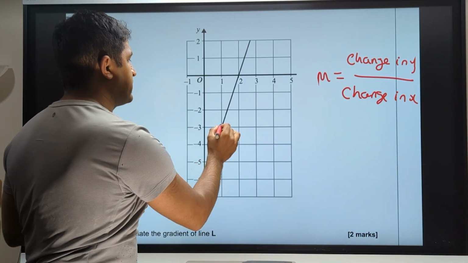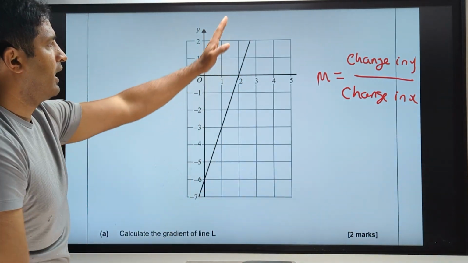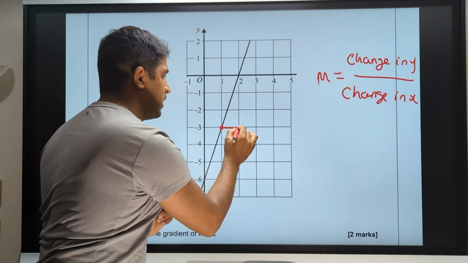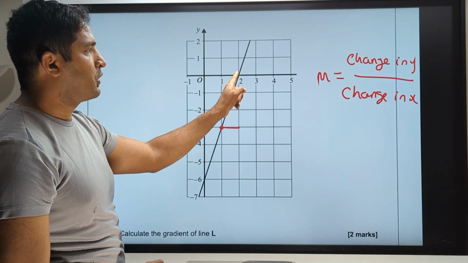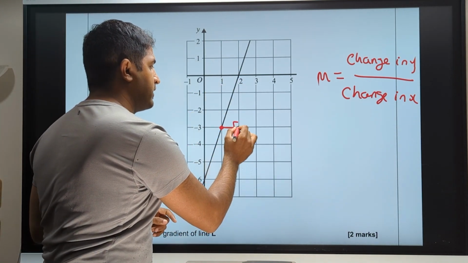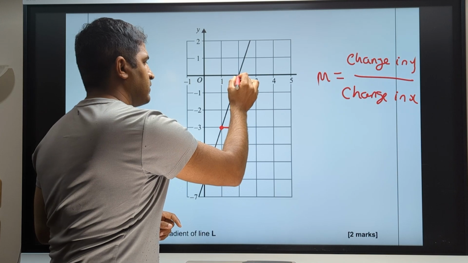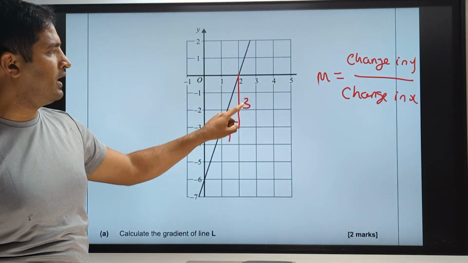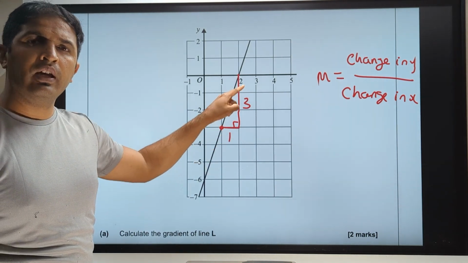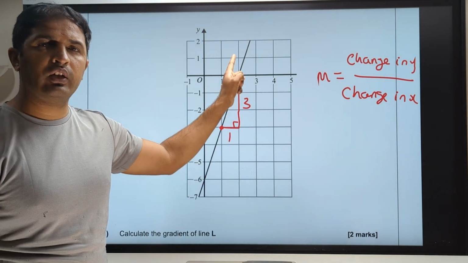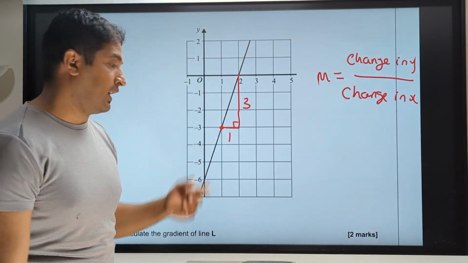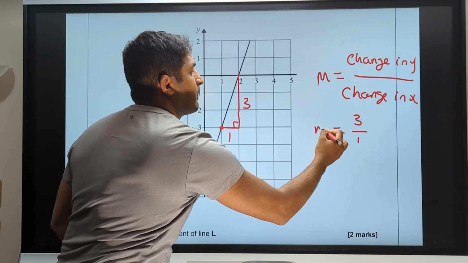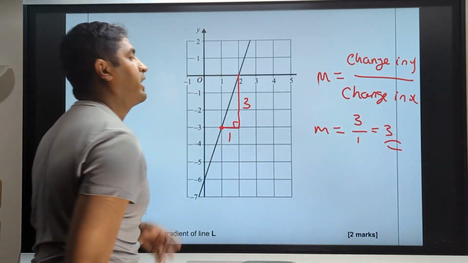Why? Because if I take one step across, so you take any point on this line, let's say this one, then when I move 1 across, how far up do I need to go to get back to the line? And it has to be a 90-degree triangle. So I'm doing 1, 2, and 3 steps up when I move 1 across. So change in y is 3, divided by change in x, which is 1. And that's the reason you always look at it 1 across, 3 up. The slope of that line is 3. The gradient is 3 divided by 1, which is 3. And that's your gradient. That's how simple.